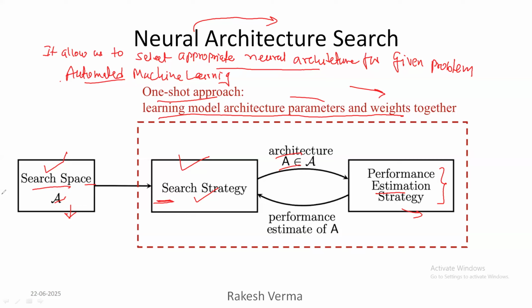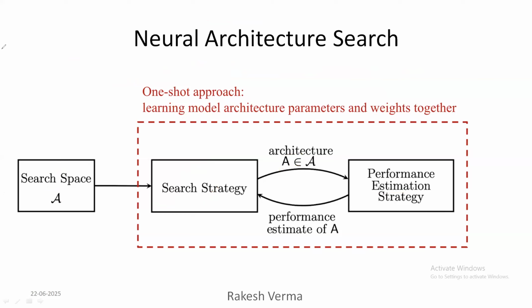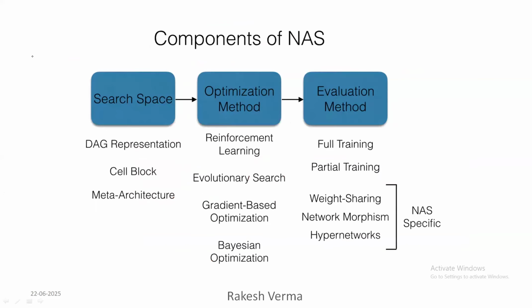And after this, those are the components, as I told you, of a NAS, network architecture search: directed representation, graph representation, search cell block, meta architecture, optimization method. We can apply reinforcement learning, evolutionary search, gradient based optimization or Bayesian, any one of them. Then for the evaluation method we can use full training, partial training, weight sharing or network morphism.